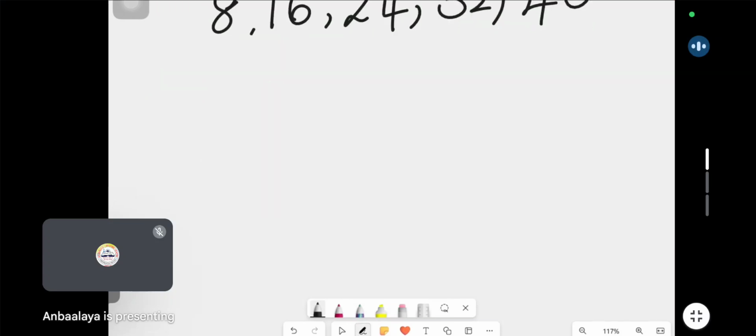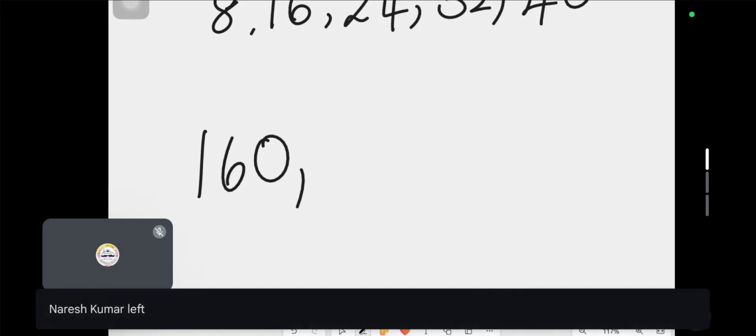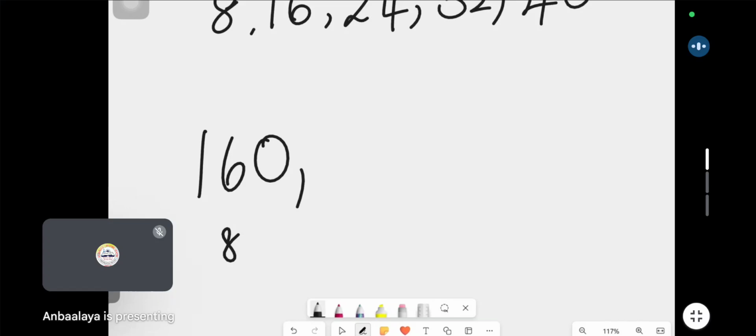Let me take a random number after this one. Let's take 160. Can you tell what is the next multiple of 8 after 160? In the 8 table, the next multiple is 168.